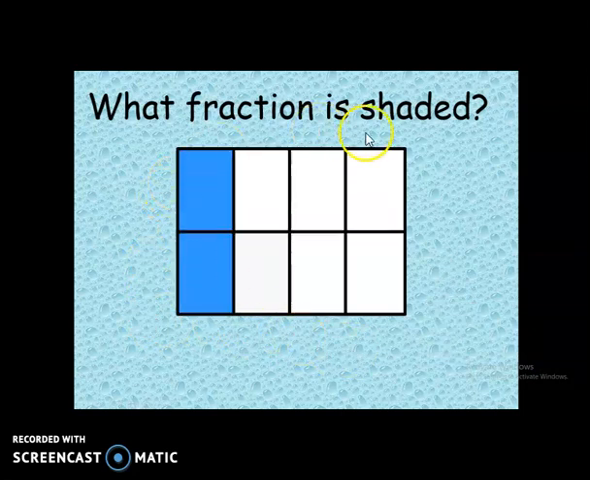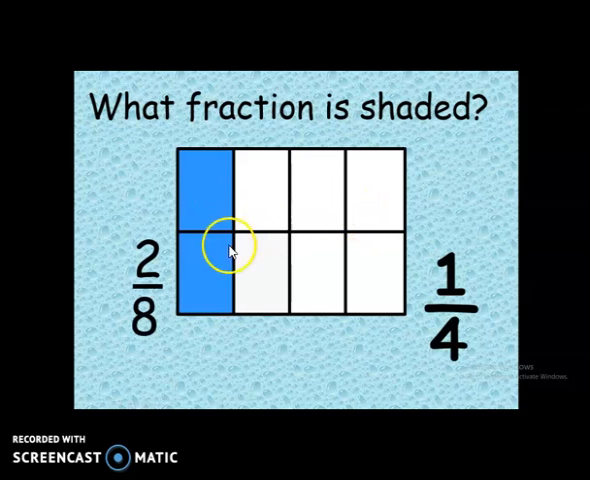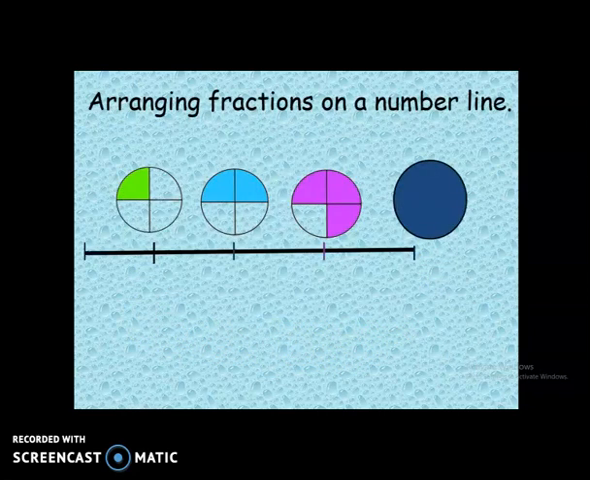Okay, so now what fraction is shaded over here? Let's count how many parts do we have? 1, 2, 3, 4, 5, 6, 7, 8. It's 8, but only 2 parts have been shaded, so it is 2 over 8. Now 2 over 8 is the same as a quarter.